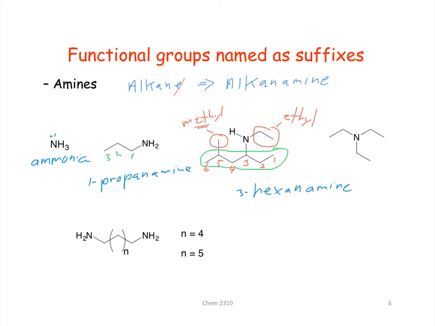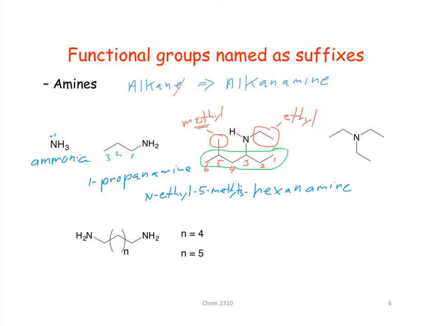Okay, so what we're going to do is, if an alkyl group or a substituent is attached to the nitrogen, we'll just put an N out in front. Okay, so ethyl comes first in the alphabet, so we're going to say N-ethyl-5-methyl, there'd be a hyphen in there, 3-hexane amine.